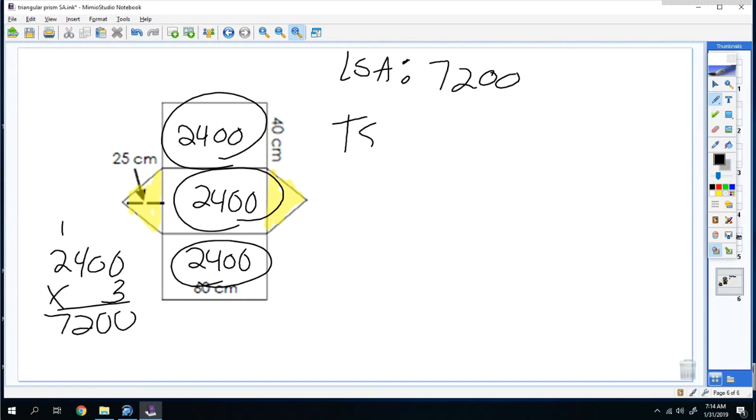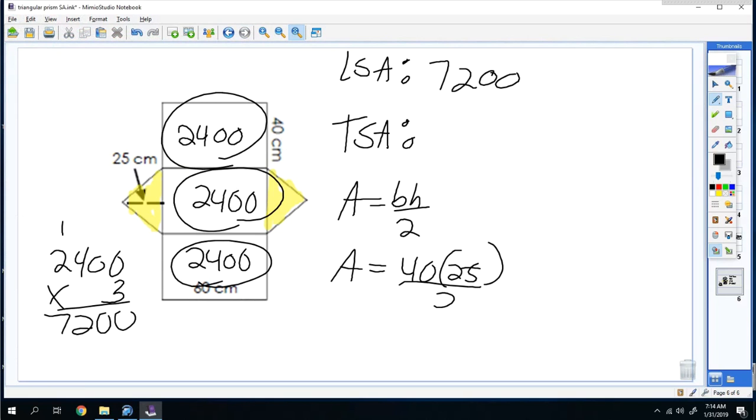So we're going to find the total surface area. So I've got to find the area of the triangles. So you can do A is equal to base times height, divide by 2. So the base of the triangle is 40 and the height's 25. Divide by 2. 40 times 25 is 1,000. Divide by 2 is 500. So it means that this triangle is 500.